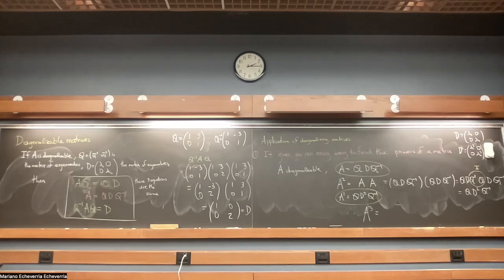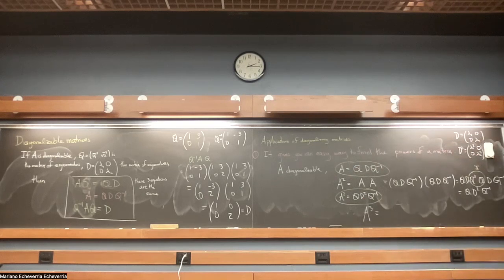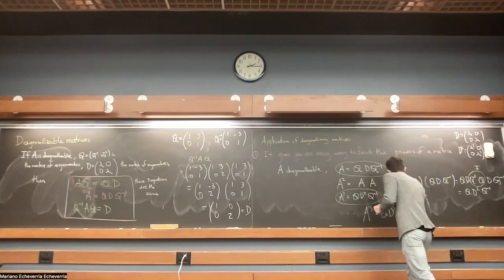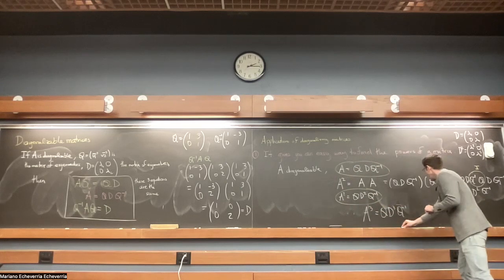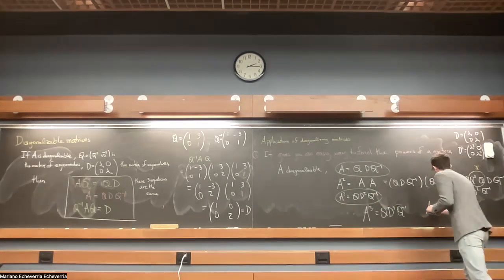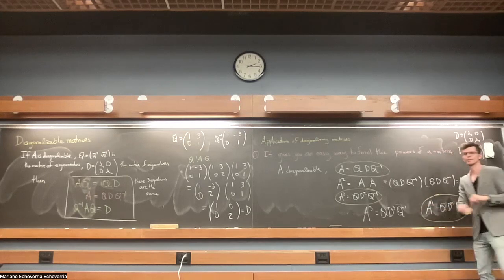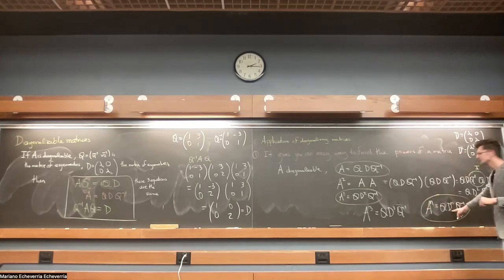Based on this logic, what would it be? Q E Q Q. Yeah, that's a cool thing. So Q D cubed Q inverse. So what I'm trying to say is that if you want to do A to the N, right? That's just Q D to the N Q inverse. Okay. And that's a lot easier.